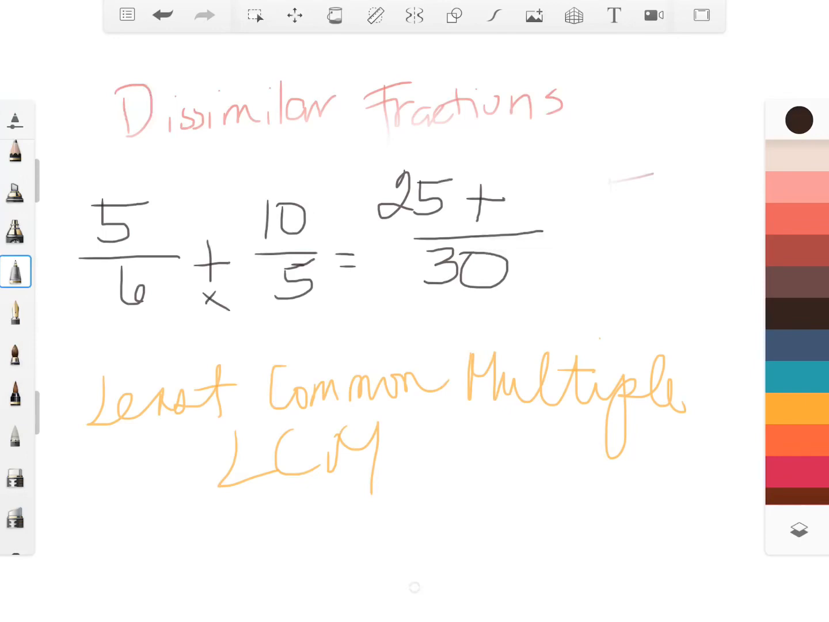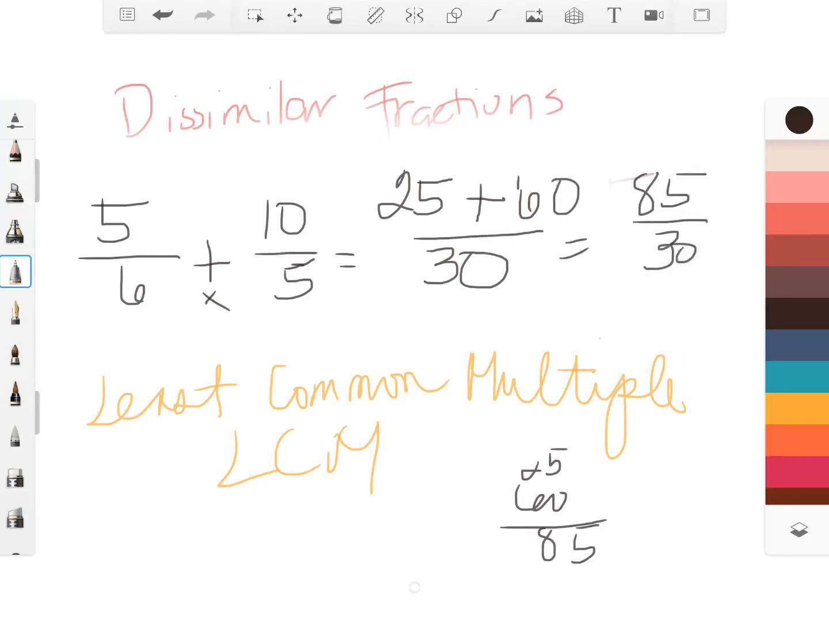And do the same process for the second fraction. So 30 divided by 5 is 6, times 10 is 60. Now 25 plus 60. I don't have a calculator with me, guys, so I'm going to do it here. 85 over 30. And of course, the next question that I always ask is, is your answer final?